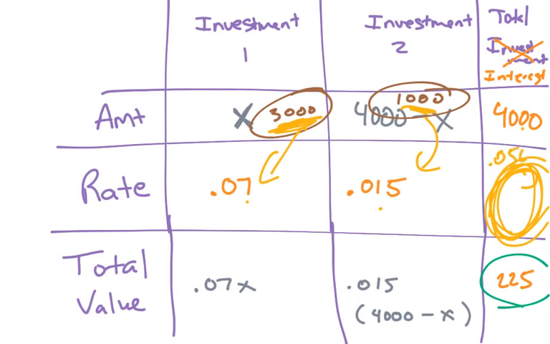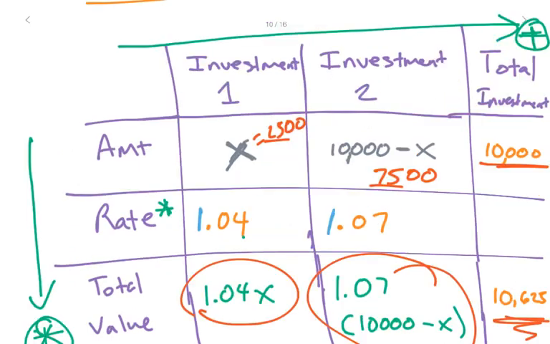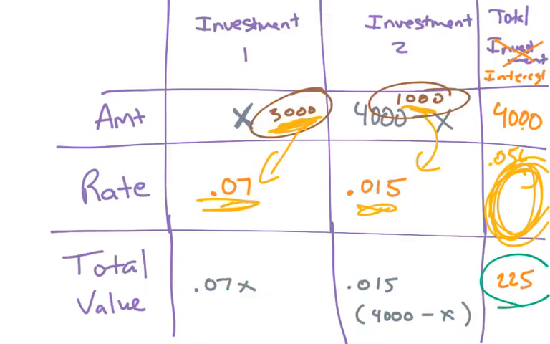It's not exactly 0.056, but it's close enough to 0.05. It's 0.05625. But you can see you're way closer to 0.07 than you are to 0.015. And I'm not going to calculate it, but the same thing would be true here. You're going to be closer to the 1.07 or the 7% than you are to the 4%, whatever this value is. Okay?